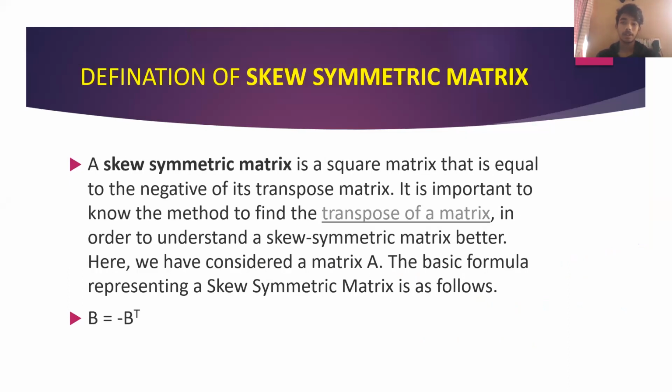Definition of skew-symmetric matrix. A skew-symmetric matrix is a square matrix that is equal to the negative of its transpose matrix. It is important to know the method to find the transpose of a matrix in order to understand a skew-symmetric matrix better. Here we have considered a matrix A. The basic formula representing a skew-symmetric matrix is as follows: B equals minus B transpose.